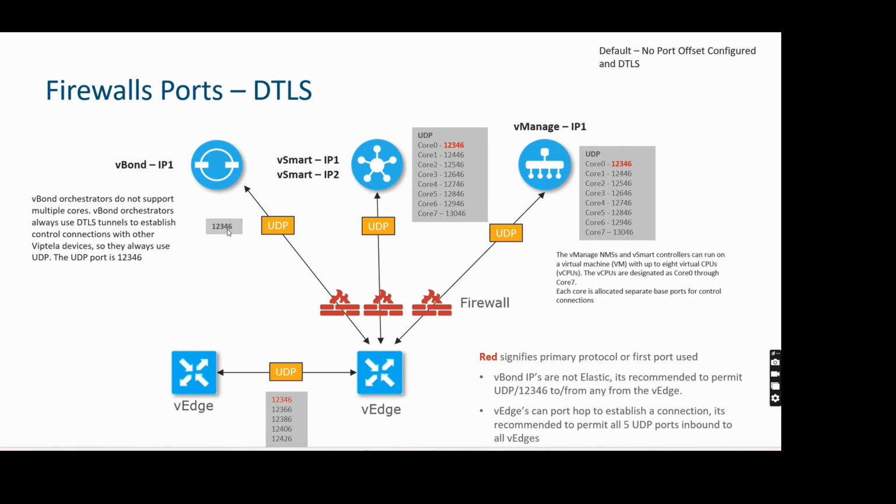So this port is busy, right? Now we can use another method, port hop. In the configuration, I will show you. Through the port hop method, you can ask the edge to try a different port. So these ports, Cisco normally recommends opening in your firewall.